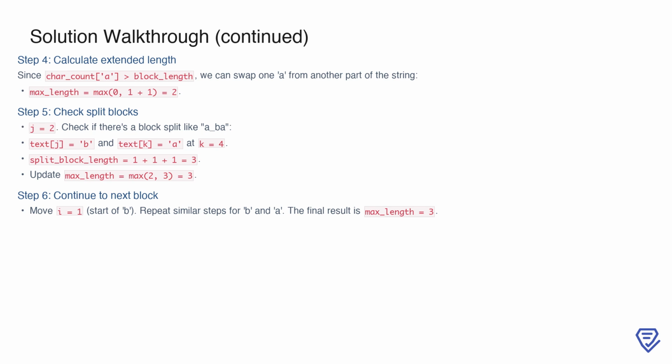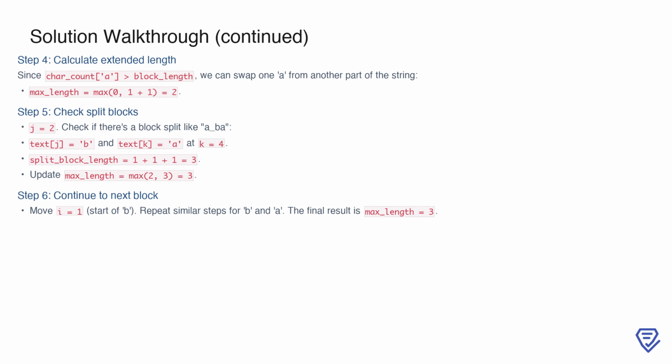For instance, if there's a structure like a_ba, we can combine the blocks on either side of the b by swapping in an a. Here, at j equals 2, we find text[j] equals b and text[k] equals a at k equals 4. This creates a split block with a combined length of 1 plus 1 plus 1 equals 3. We update max_length to 3 as it's greater than the previous value.